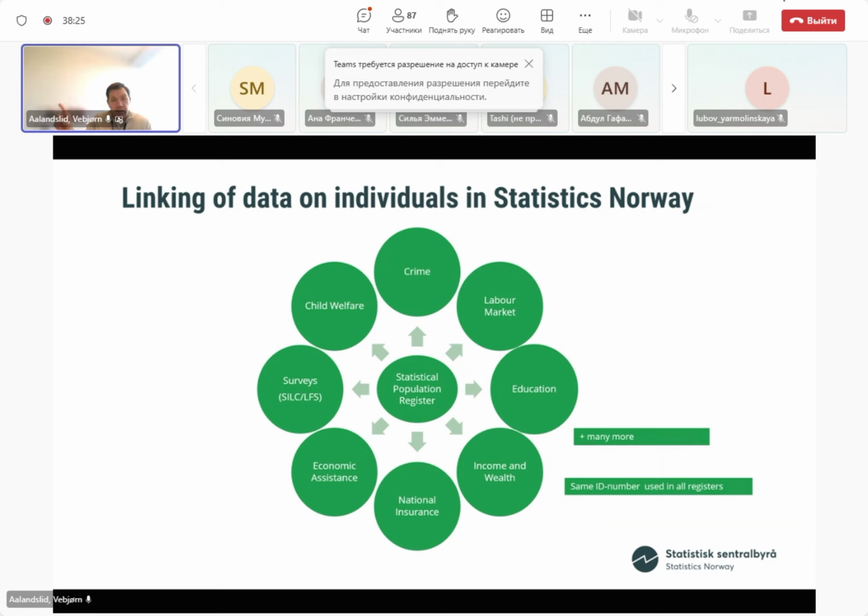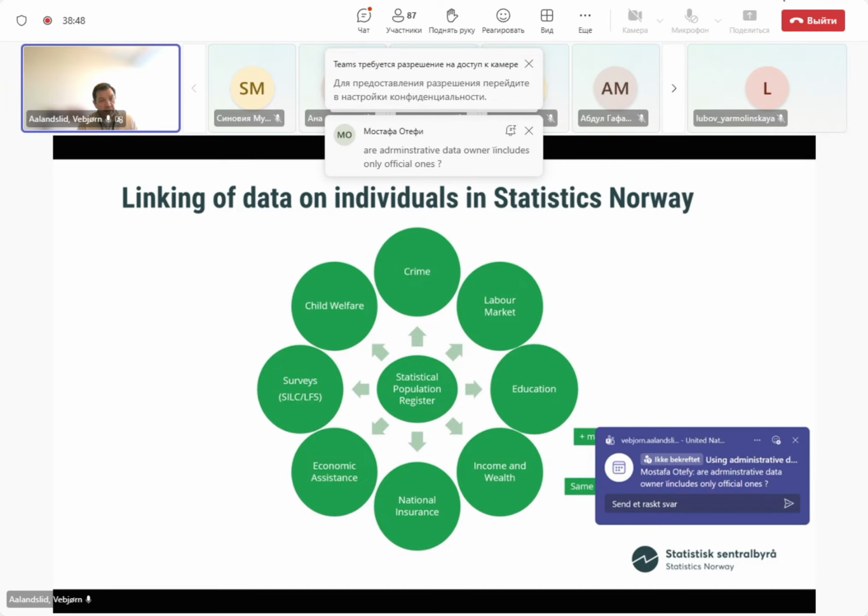So how this then works in Norway is that we link the data from the statistical population registers to all these other subject matter registers in the Norwegian society. So we can start off with the base, the statistical population register, and then we can link this to data on the labor market, on education, on income and wealth, national insurance, but also as a basis for our surveys.